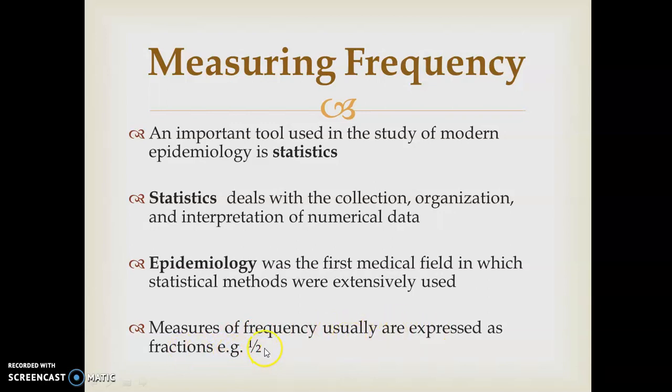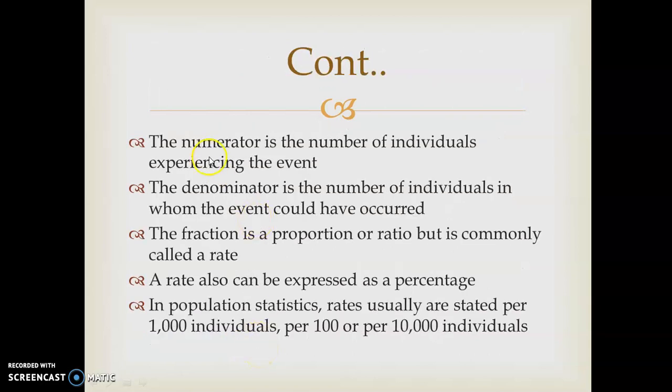For example, 1 over 2. The 1 is known as the numerator and the 2 is the denominator. Now what does the numerator represent? The numerator is the number of individuals experiencing the event, for example, a disease or infection. The denominator is the number of individuals in whom the event could have occurred.